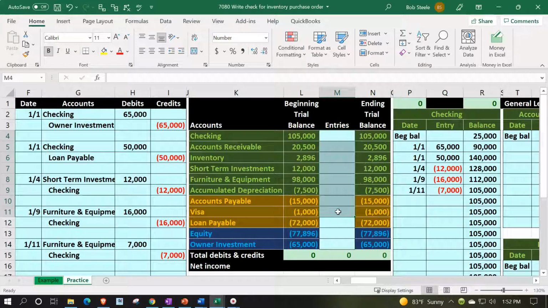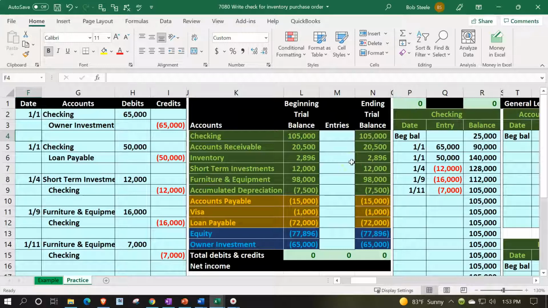So we've got our starting point. These are our starting numbers, which are the same as the ending numbers last time. The detail for the whole period is still in the GL. So now we're going to say that we're having a purchase of inventory. Now, first off, I want to make a quick mention with the purchase order.